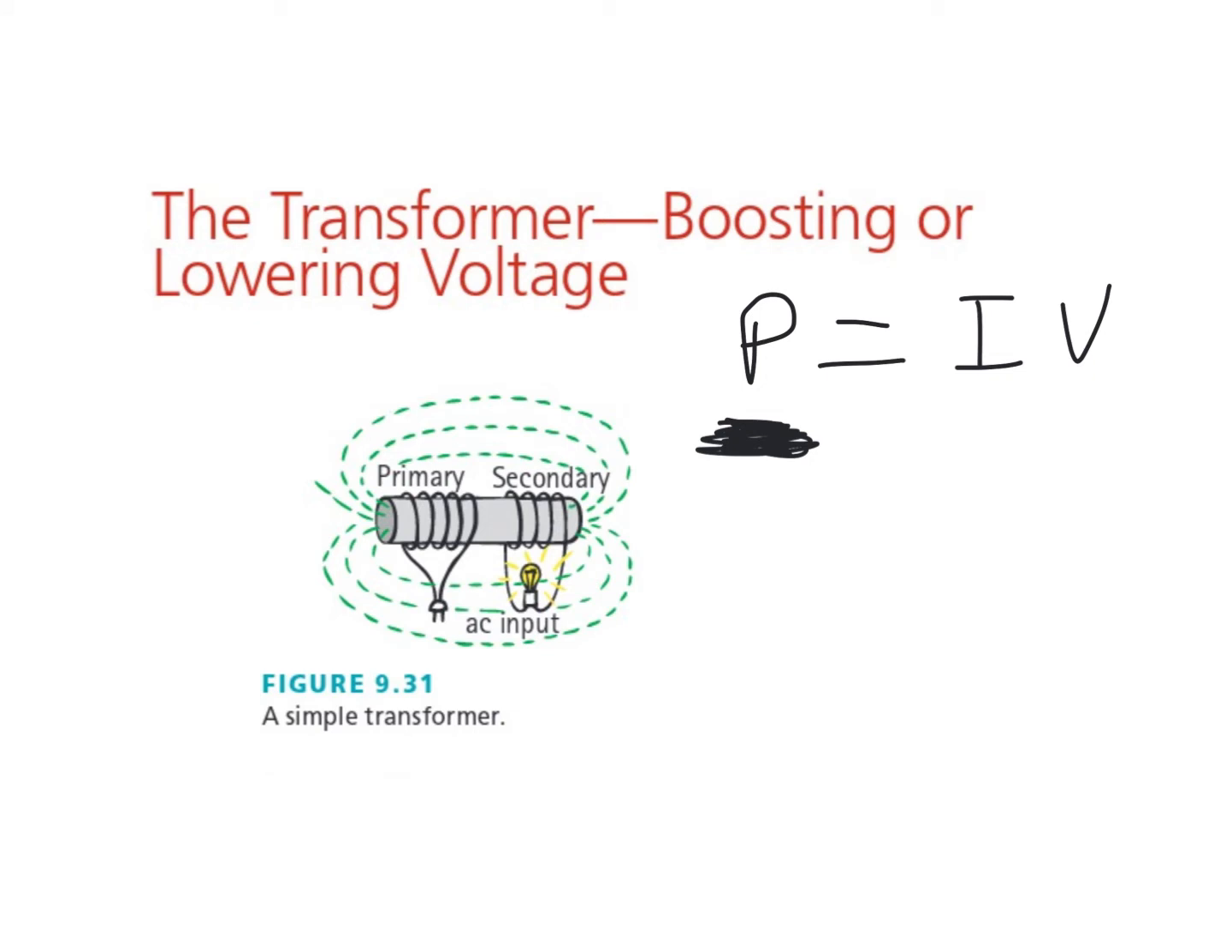But what this transformer can do is it can ramp up the voltage. But if the power is fixed by conservation of energy, if the voltage goes way up, the current must go down. On the other hand, if you make the voltage go way down, the current will go way up. So one goes up, the other goes down. And that's accomplished by this transformer.